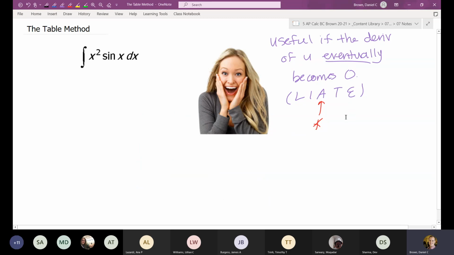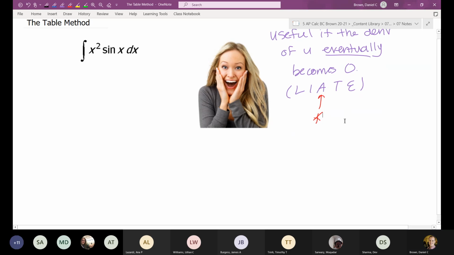Looking at this example, it's the same one that we did. When you're doing the table method, instead of finding u and dv and then repeating that, we know that it's going to keep repeating over and over again. So we can shortcut that and use what we call the table method. Similar setup, you're going to find u and dv. In this one, the u is going to be the algebraic one, and the dv is going to be the trig one.